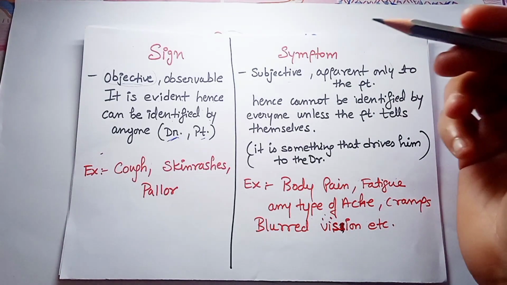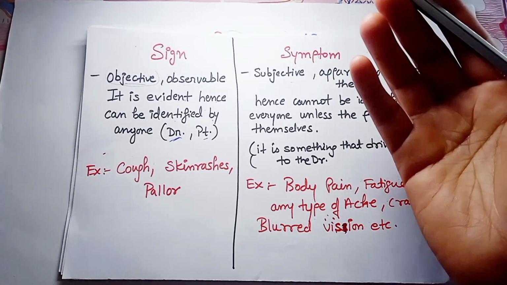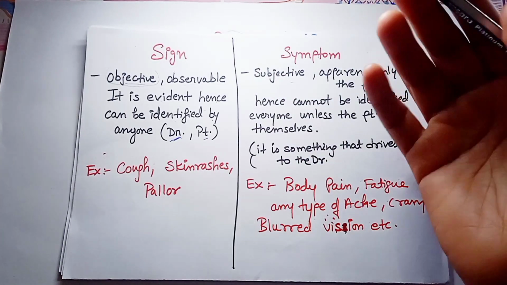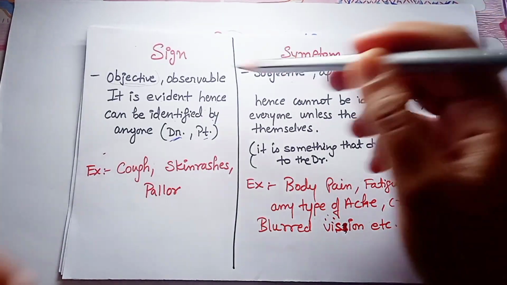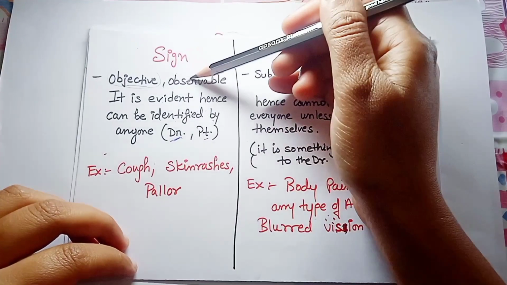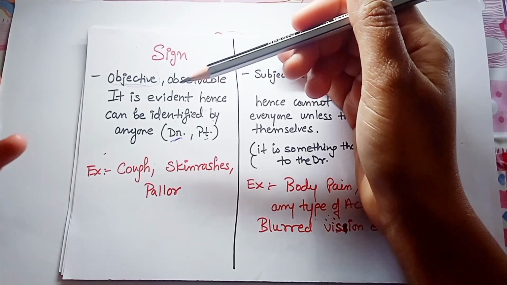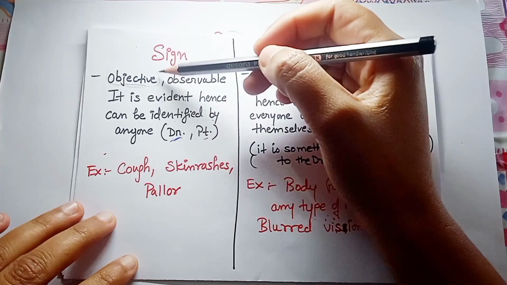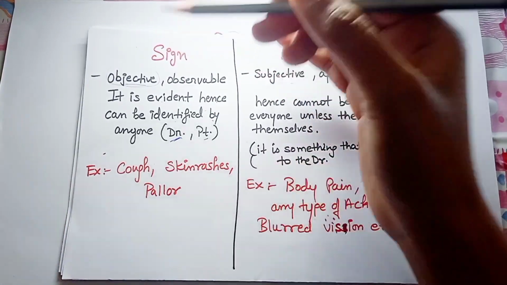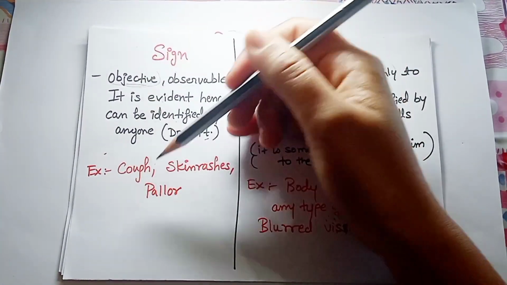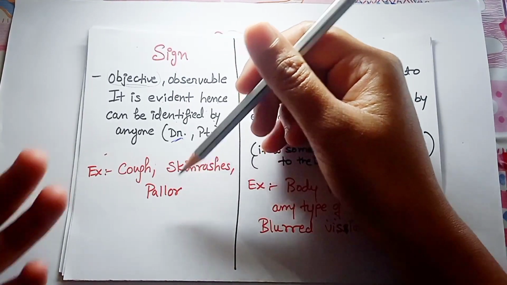Let's talk about sign and symptoms. See, symptoms are the complaints that the patient tells, and signs are obtained by the examiner. Okay, so let's see the difference. Sign is objective, it is observable, and it is evident. Hence, it can be identified by anyone, be it doctor or the patient itself. Here the term objective means something which is factual, something which is based on facts. So its examples are cough, skin rashes and pallor. These signs are easily identifiable.